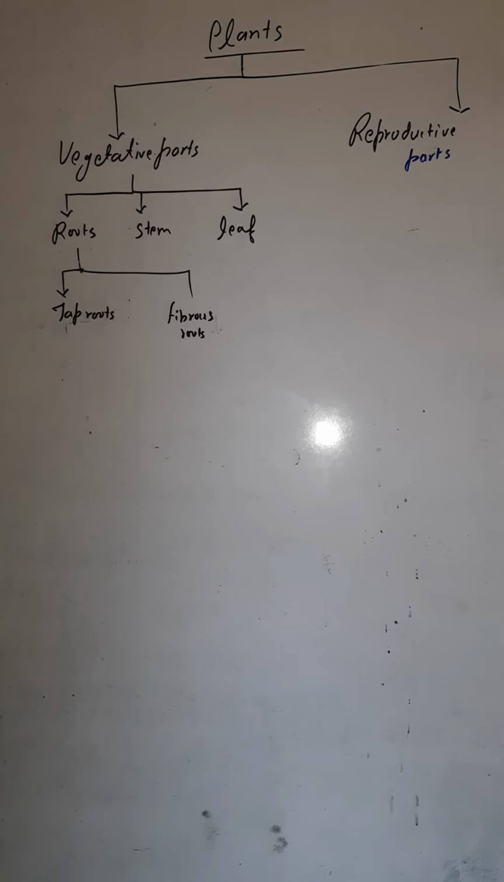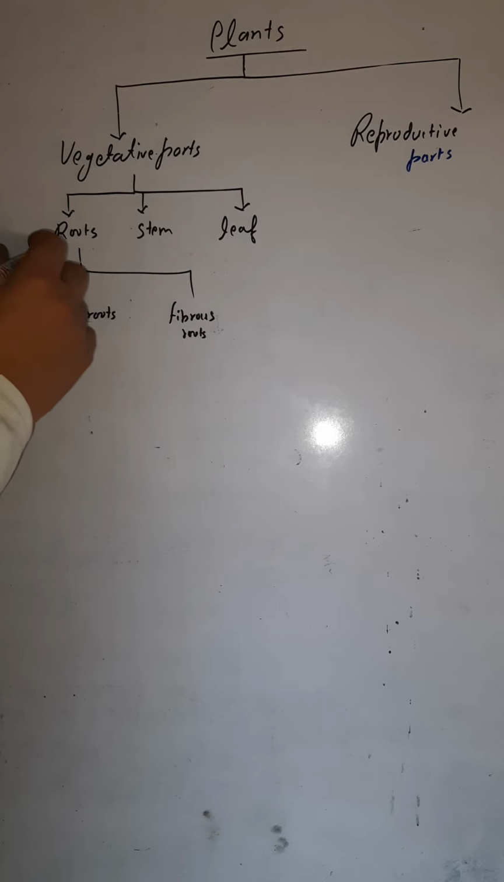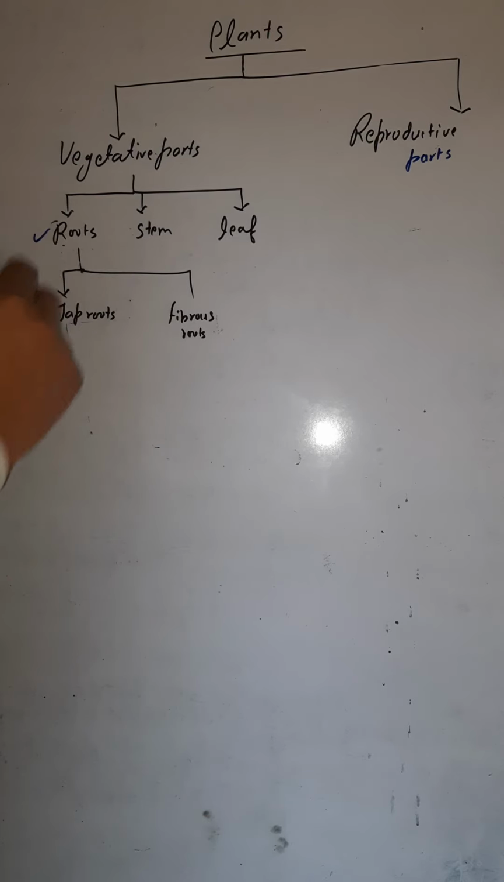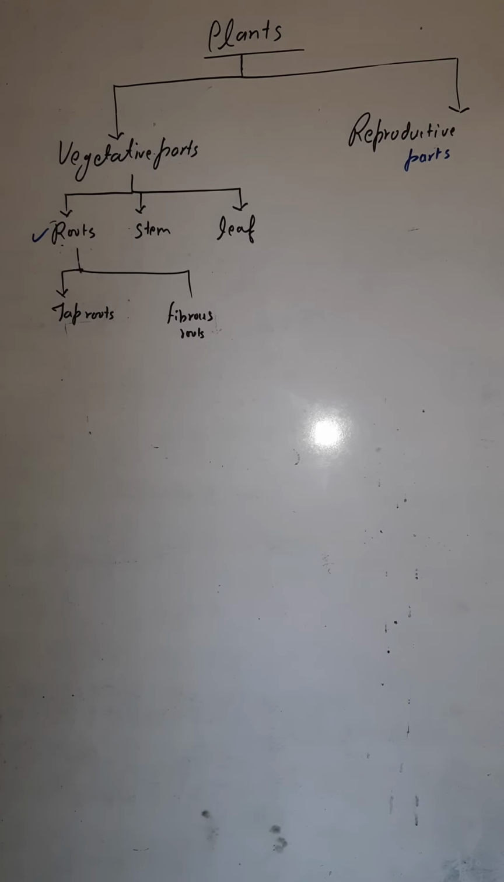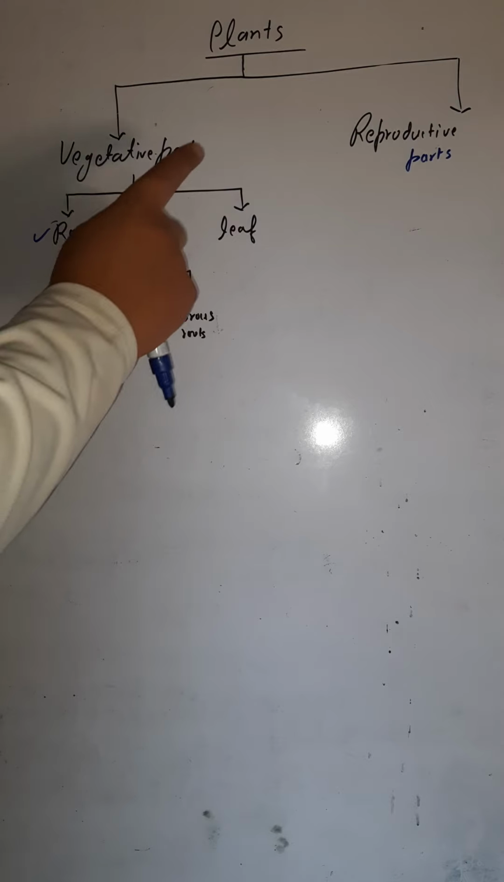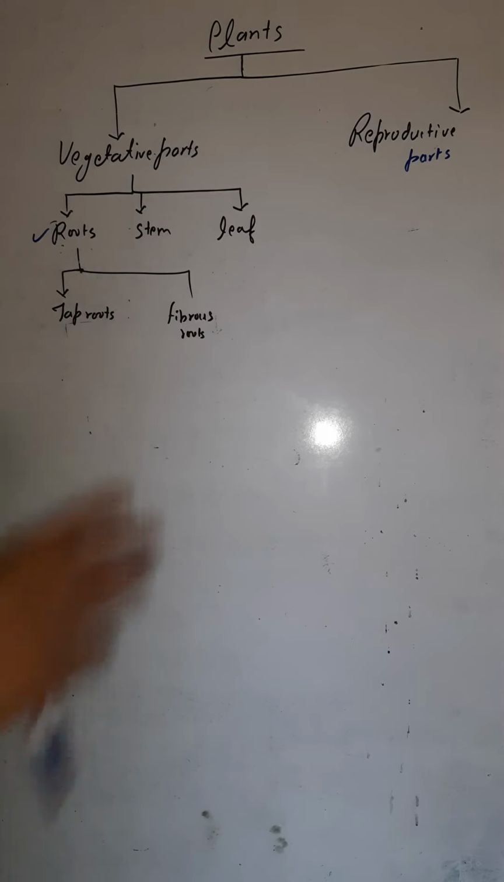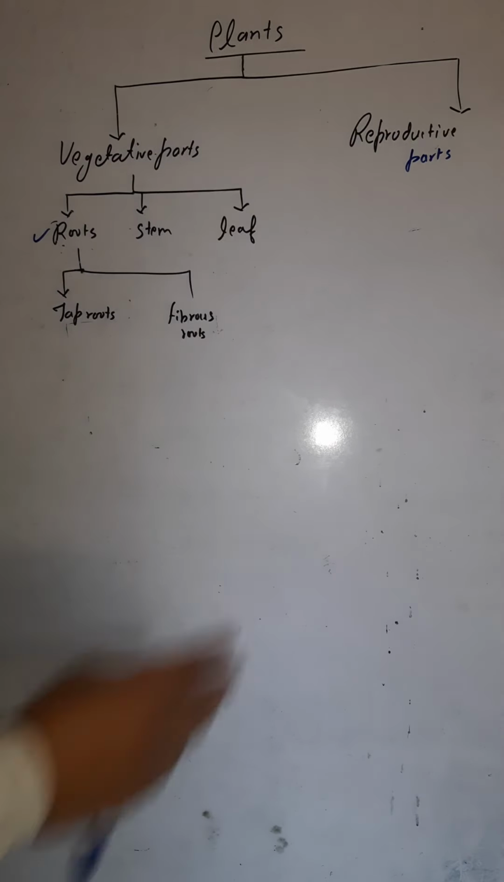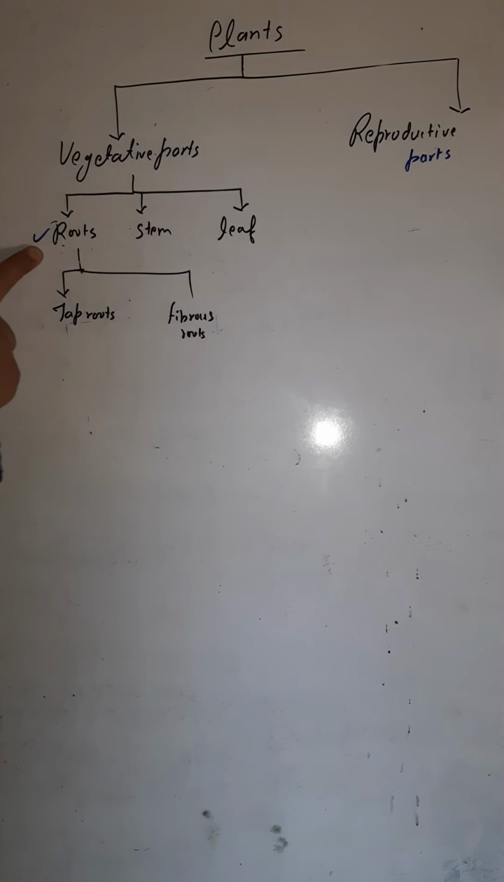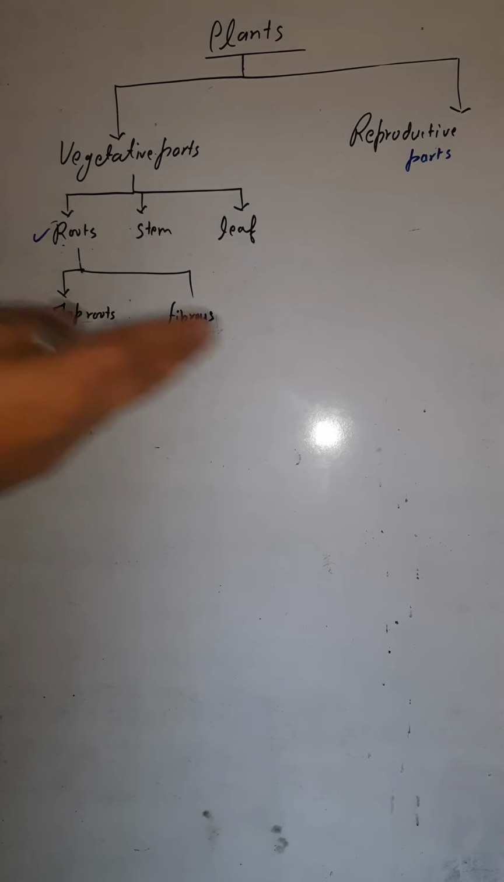First we will discuss the function of the root, then the parts of the root. Later we will discuss the stem and the leaf, so the total vegetative part will be covered. Then later on we will move ahead towards the reproductive parts. So today we are discussing the first vegetative part, that is roots. What is the function of the root?